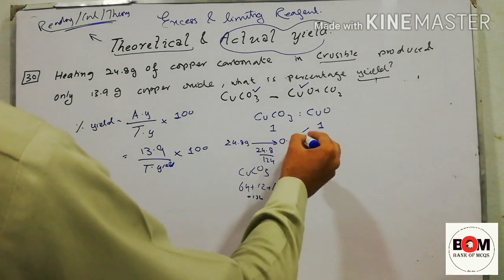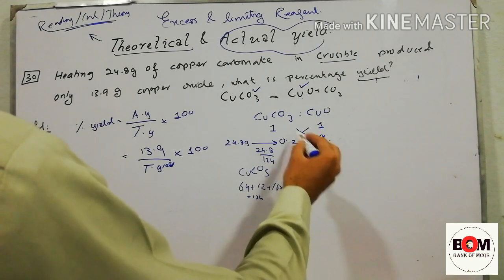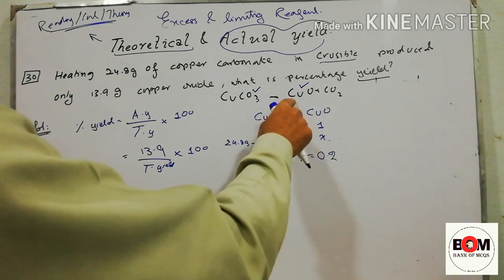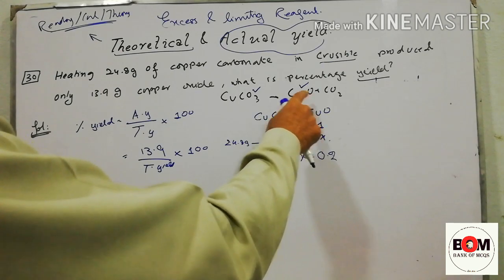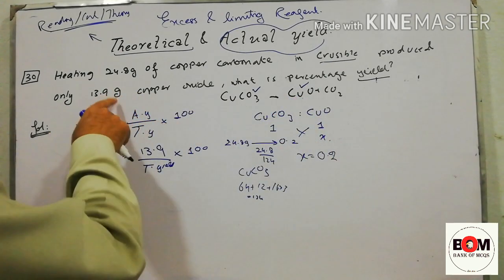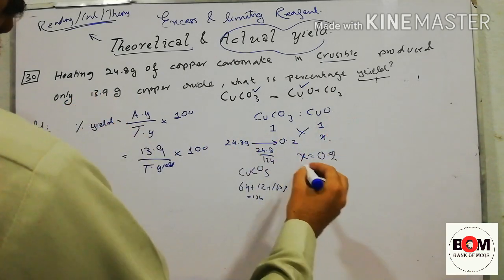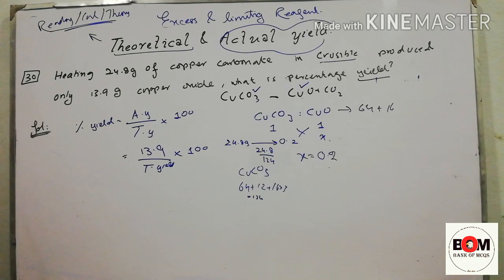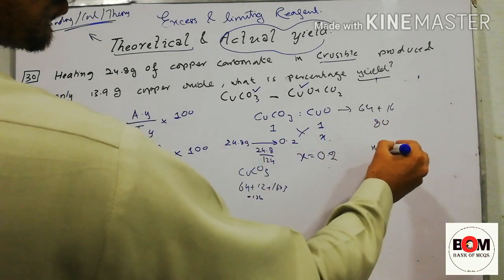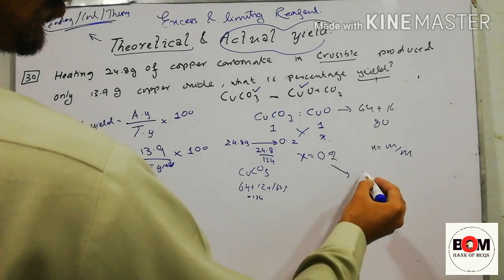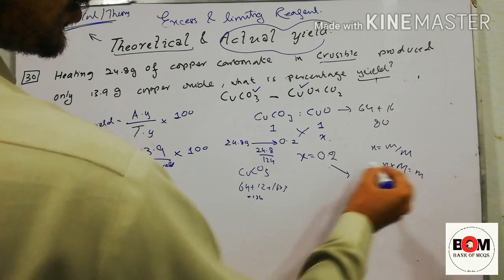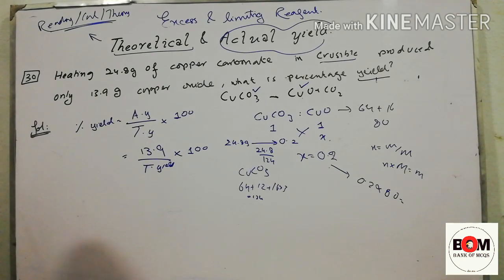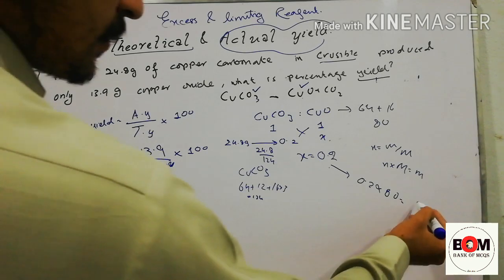One mole gives 1 mole, so 0.2 mole will give 0.2 mole by cross multiplication. We have found 0.2 moles, but we need to convert into mass, because they have given us grams. For CuO, Cu is 64 and oxygen is 16, so 64 plus 16 is equal to 80. Number of moles is equal to mass divided by molar mass, so mass is equal to number of moles multiplied by molar mass. So 0.2 multiplied by 80 gives 16 gram.